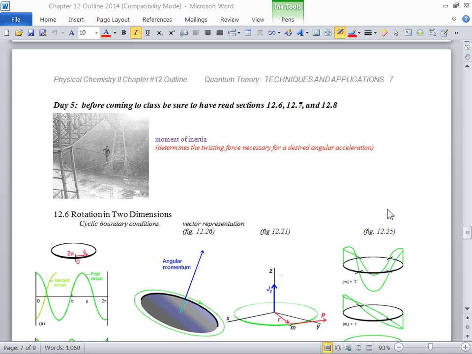So our last day of Chapter 12, Techniques and Applications of Quantum Mechanics. I sent you an updated version of this. It may or may not help. But we're talking about a different type of momentum. We're talking about angular momentum, and that's why I brought in the bike wheel here.